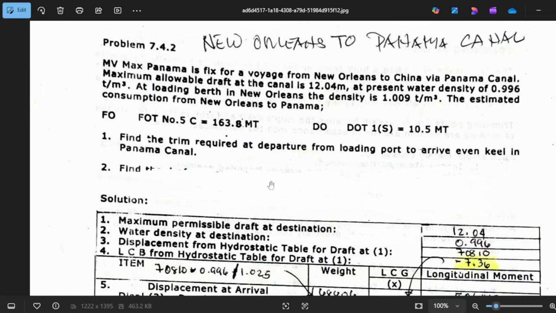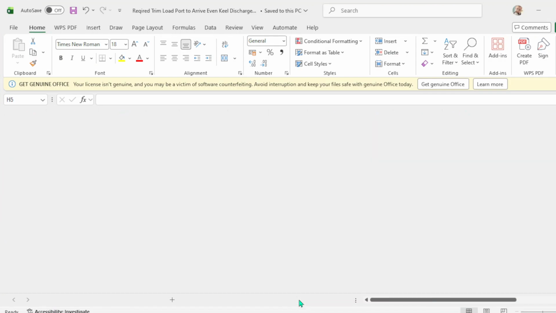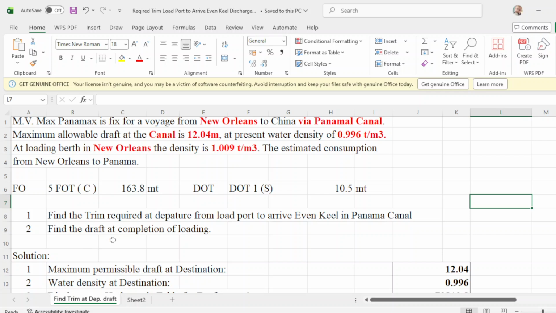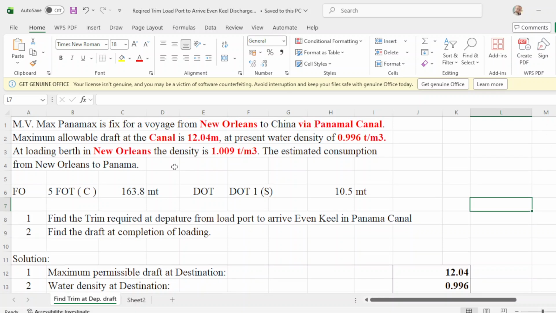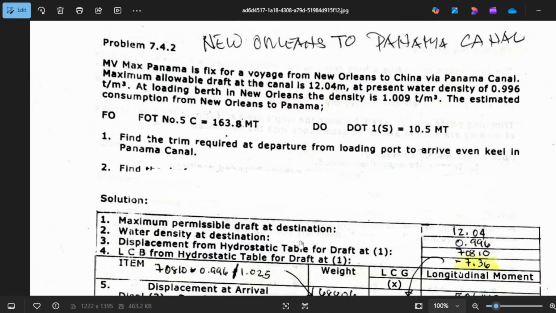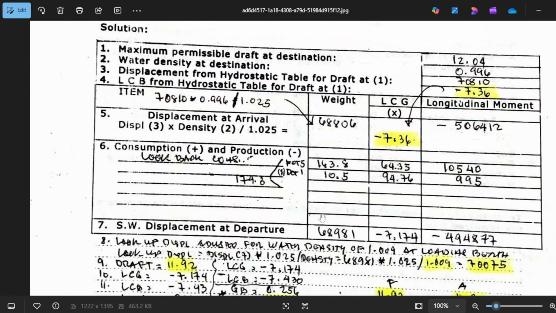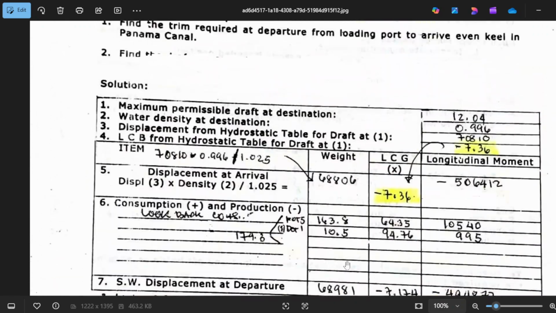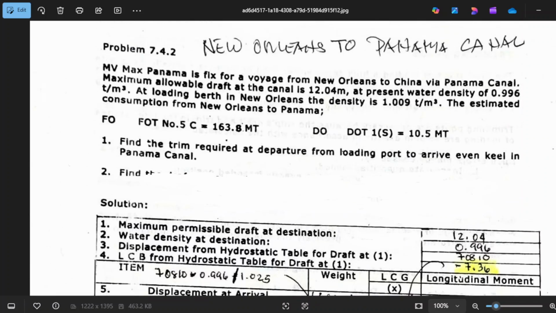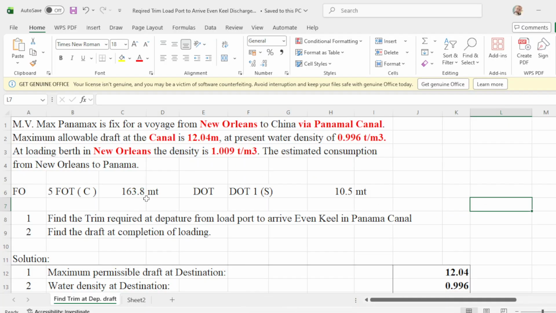Number 2 is to find the draft at completion of loading. So I made this one a manual computation. Instead of using this one, I made a manual computation by Excel, which is this one.